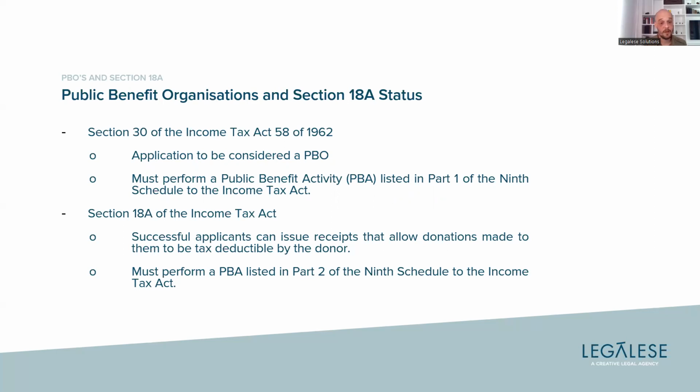You must also perform a public benefit activity, but those public benefit activities must be listed in Part 2 of the ninth schedule to the Income Tax Act, as opposed to Part 1 in the circumstances where you're just applying to be considered a PBO. Crucial to note here that just because you have applied successfully to be a PBO, it does not mean that you automatically have Section 18A status. It's also not guaranteed that just simply by virtue of that fact, you will be granted Section 18A status.